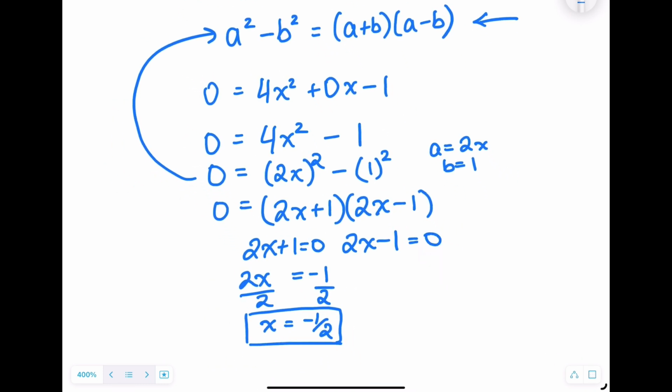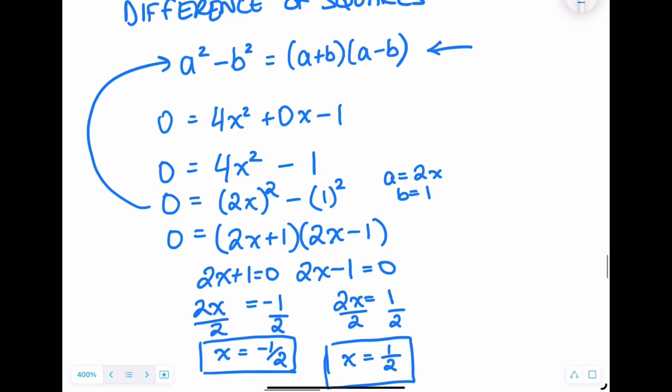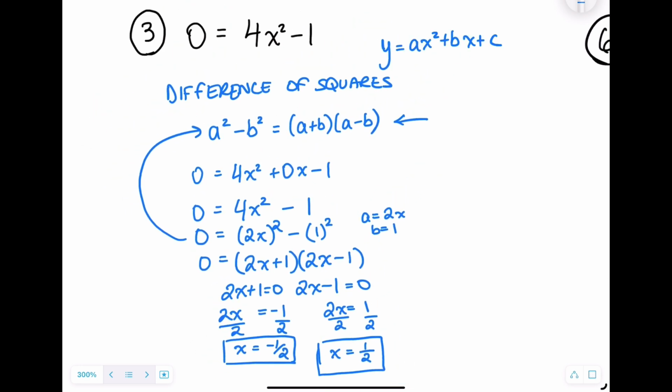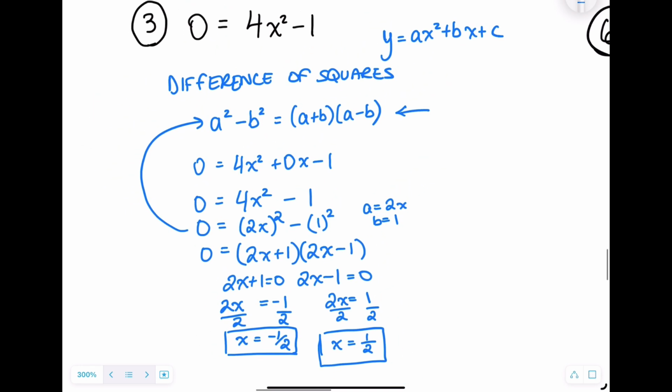Next, we will add 1 to both sides, so we get 2x equals 1. And then we divide by 2, so we get x equals 1/2. And there are our two solutions. Pretty useful to know what a difference of squares is. Here's the full solution. And so just always remembering what this form is can be really helpful to save you some time.